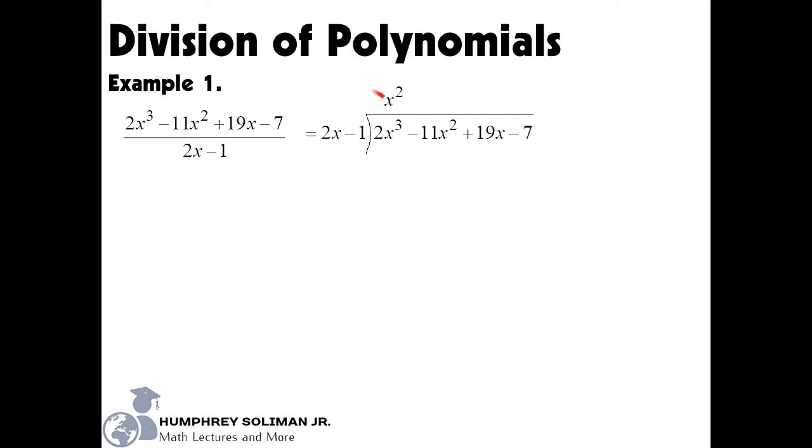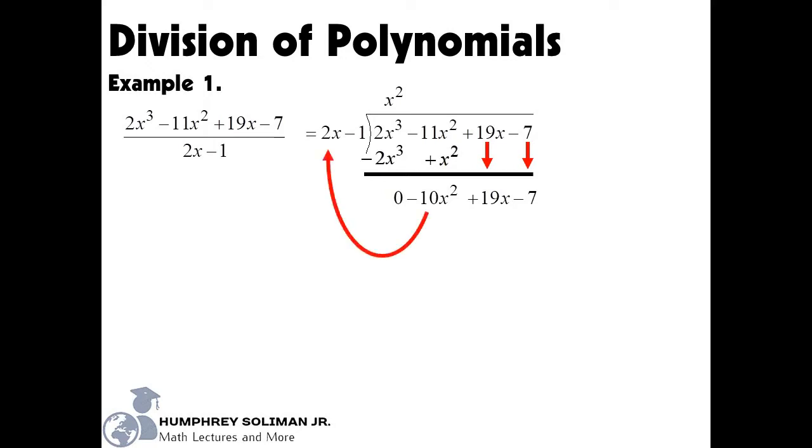After that, we need to multiply this x squared to the first term 2x, that would be 2x cubed, and multiply x squared also to negative 1, that would be negative x squared. After that, we need to subtract 2x cubed minus x squared from 2x cubed minus 11x squared. To do that, we need to change the signs and proceed to addition. This will give us negative 10x squared. We will bring down 19x minus 7. We will repeat the process again.